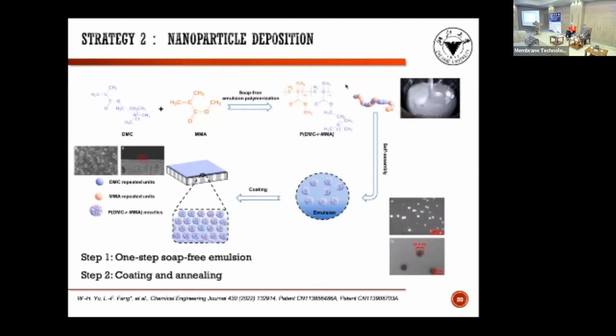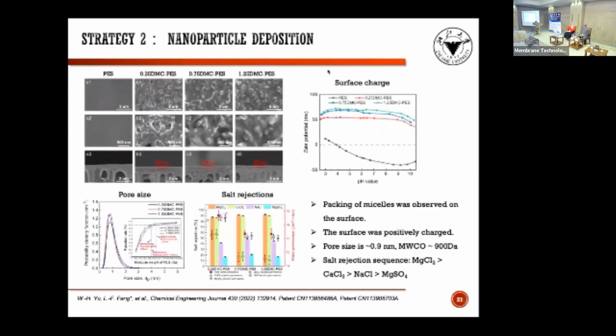Here is the milk-like emulsion. The micelles were formed during the reaction, with a size around 16 nanometers. In our emulsion, no organic solvent is needed. After obtaining the emulsion, we directly coat the emulsion onto the porous substrate. When it is dried, the dense separation layer is formed. The composition of the synthesized copolymer and the nanoparticles was then regulated. Finally, the 1.25 DMCPS was chosen as the representative membrane for further characterization.